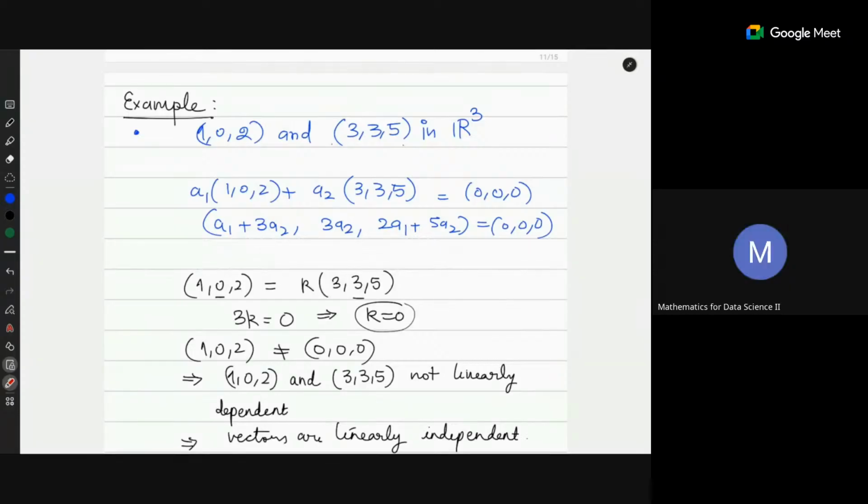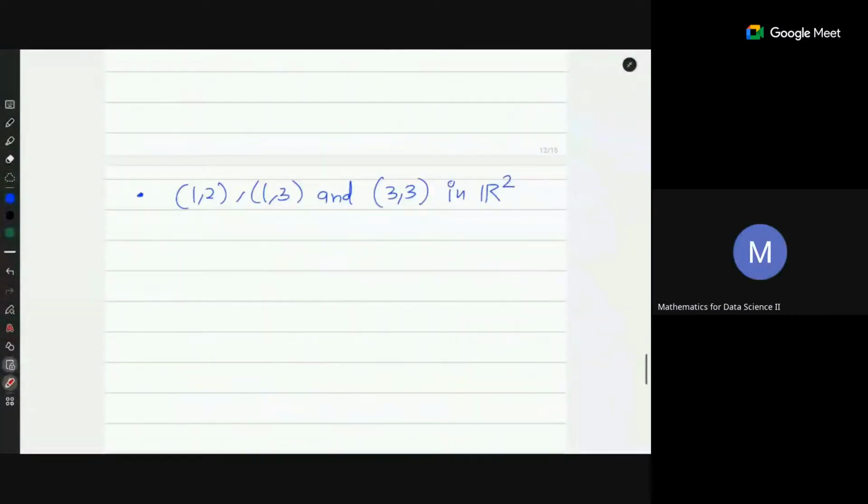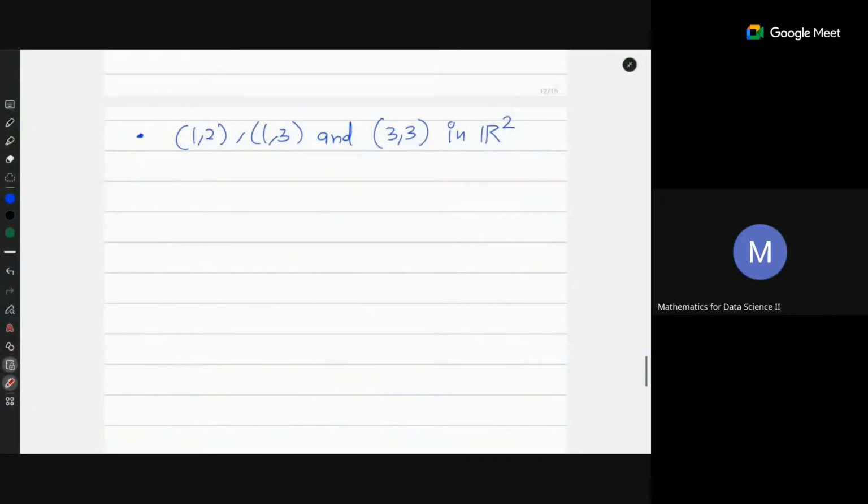In case of three vectors, if you can express one vector as a linear combination of the other two vectors, then they are dependent. And if you can't do that, then they are independent. Now, what about in this case? Are these vectors independent or dependent? Dependent. Can anyone tell me why?